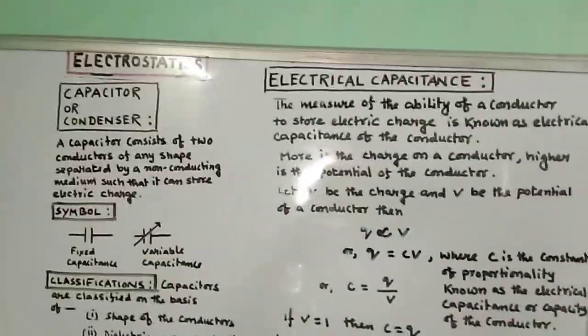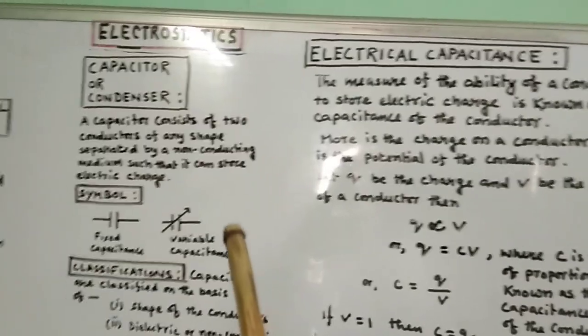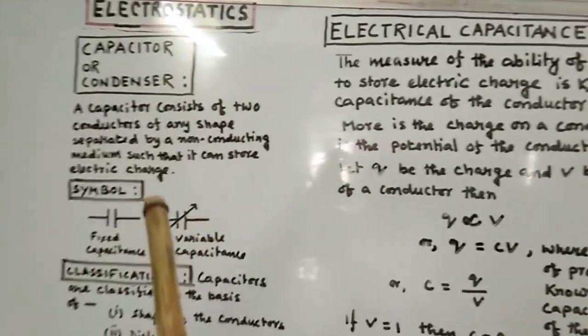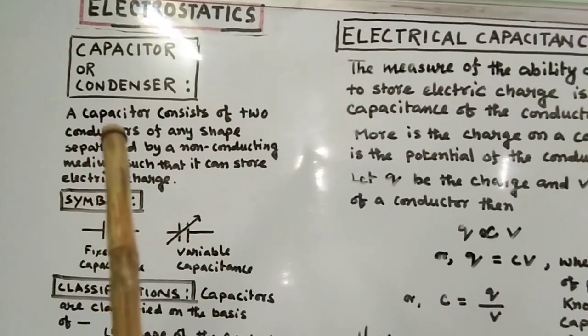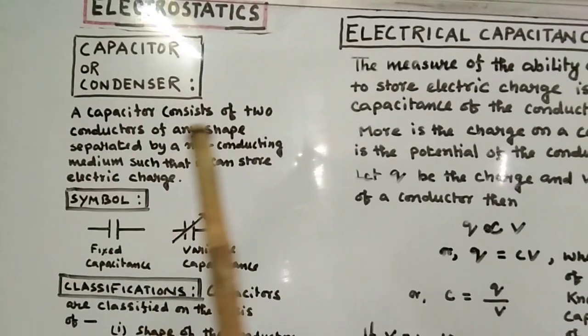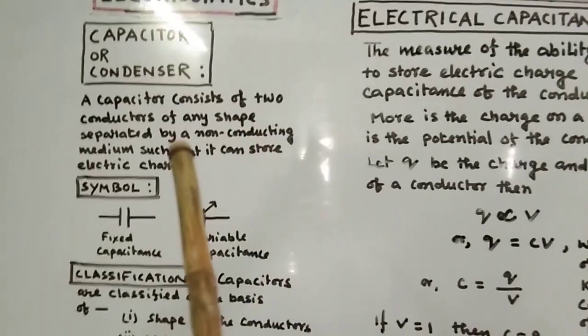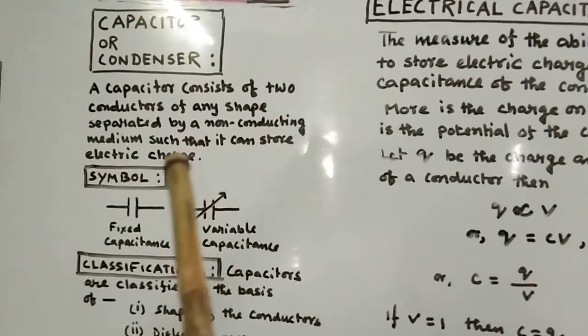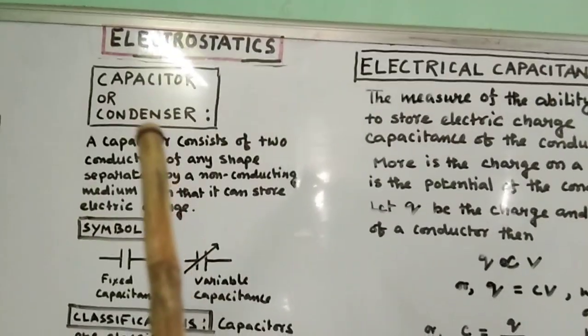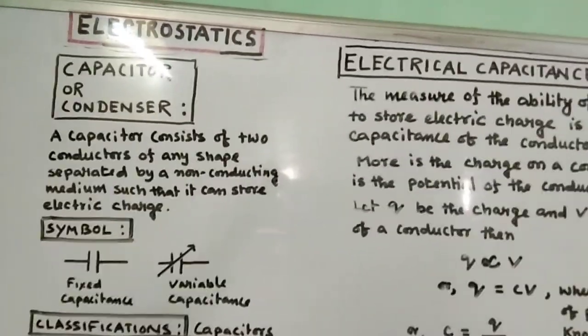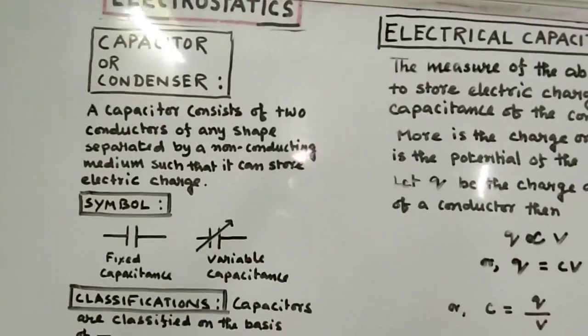Now let me go to this part, capacitor or condenser. Now we are going to define the term capacitor. As per the definition, a capacitor consists of two conductors of any shape separated by a non-conducting medium such that it can store electric charge. So a capacitor or condenser is nothing but a device which stores electric charge.